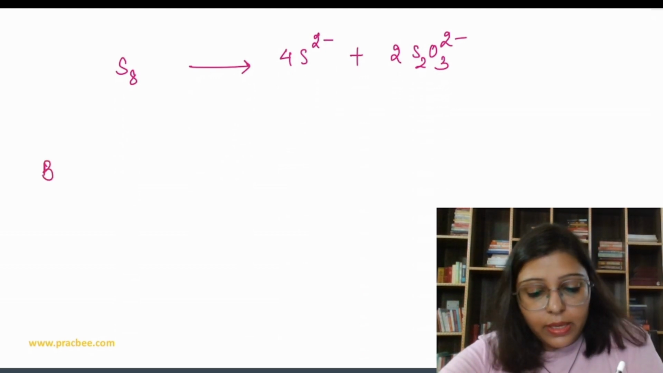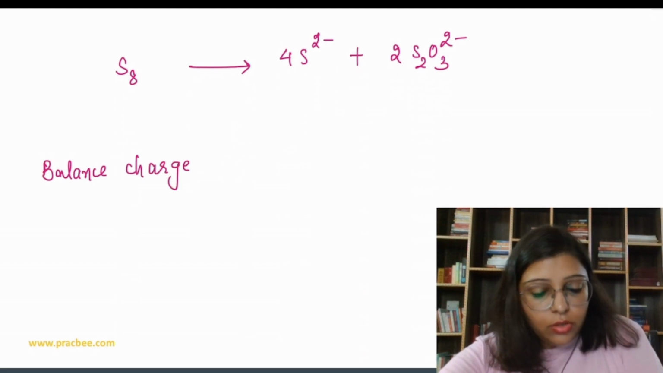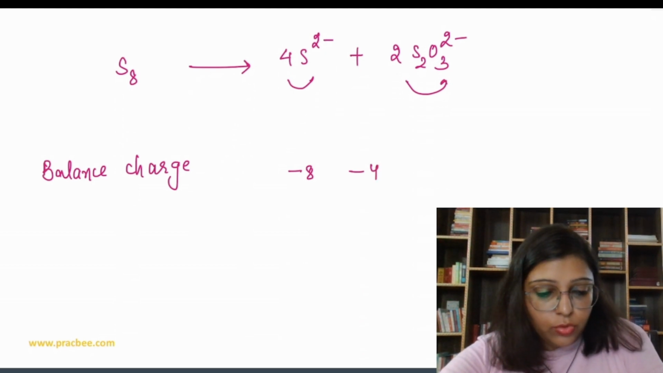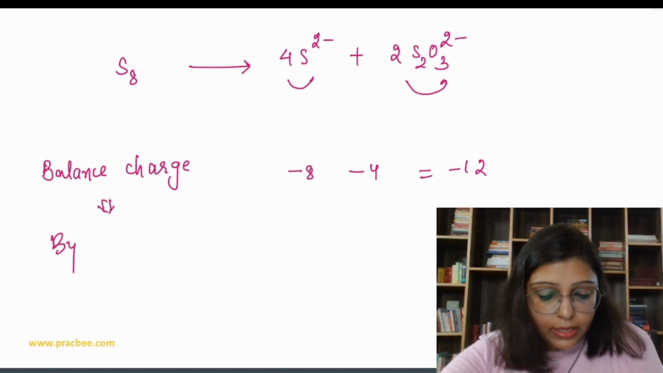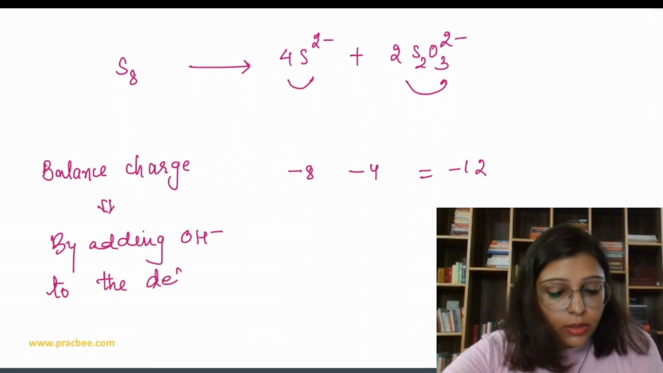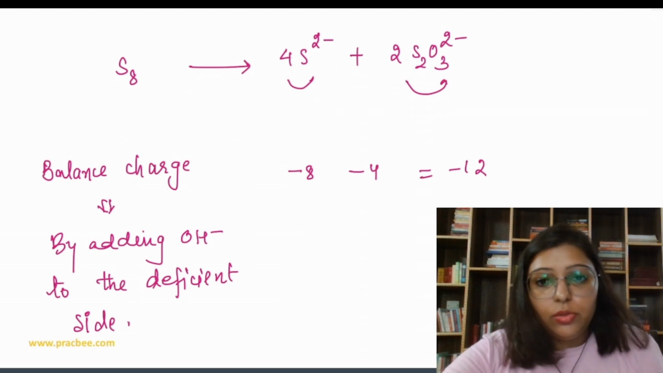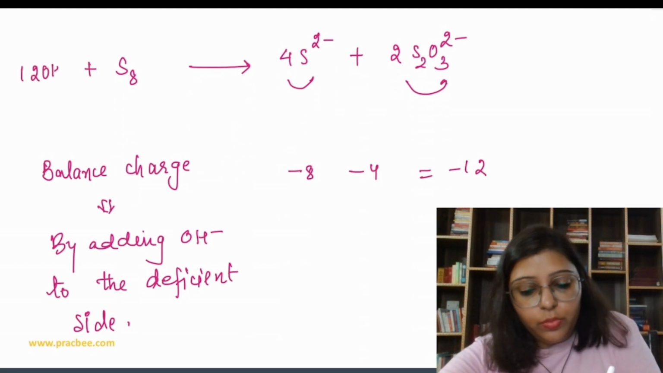Now the next step is to balance charge. So here 4 2s are 8 minus, 8, and here 2 2s are 4 minus, 4. So total is minus 12. So we have to balance charge by adding OH minus to the deficient side. So here this is going to be 12 OH minus.